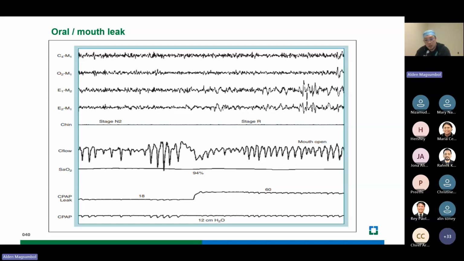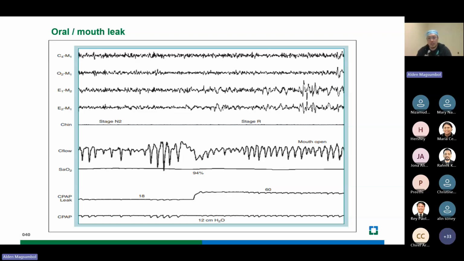So if the patient has not moved and leak suddenly increases, this could be a sign that mouth leak is recurring, assuming that the patient is wearing a nasal mask. Sometimes an increase in leak can occur with the onset of REM sleep. Relaxation in the facial musculature can sometimes increase mask or mouth leak. So remember, stage R is associated with muscle hypotonia.